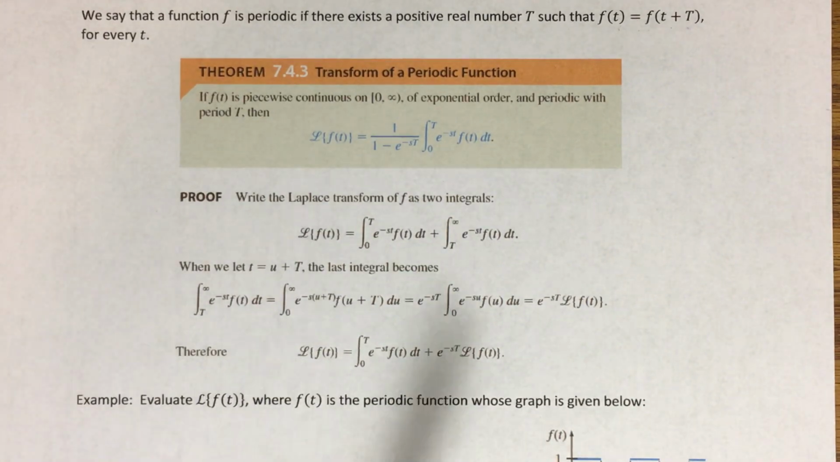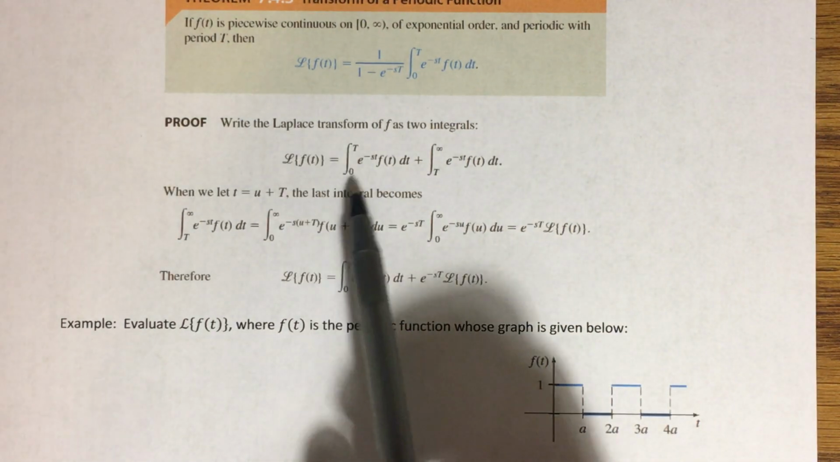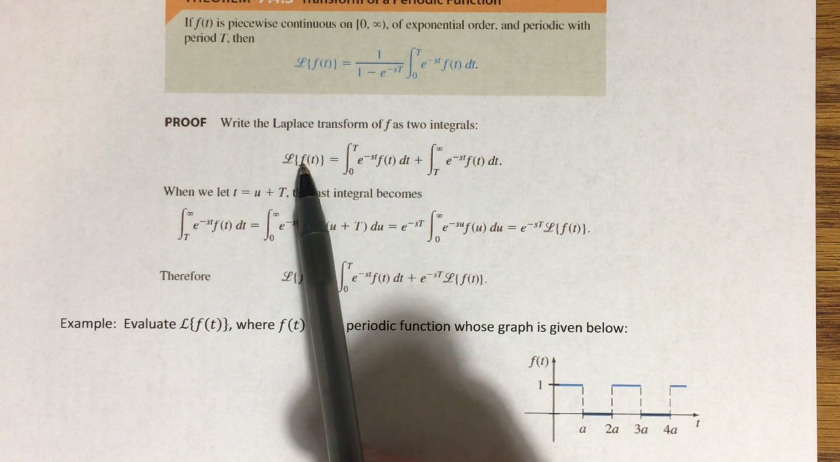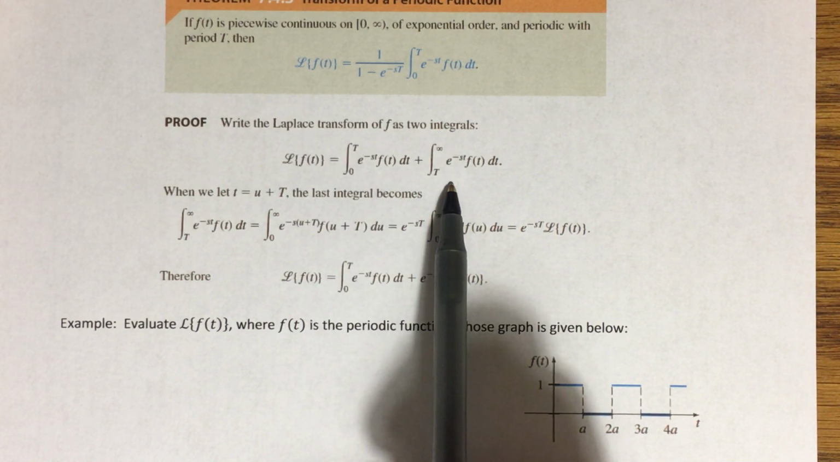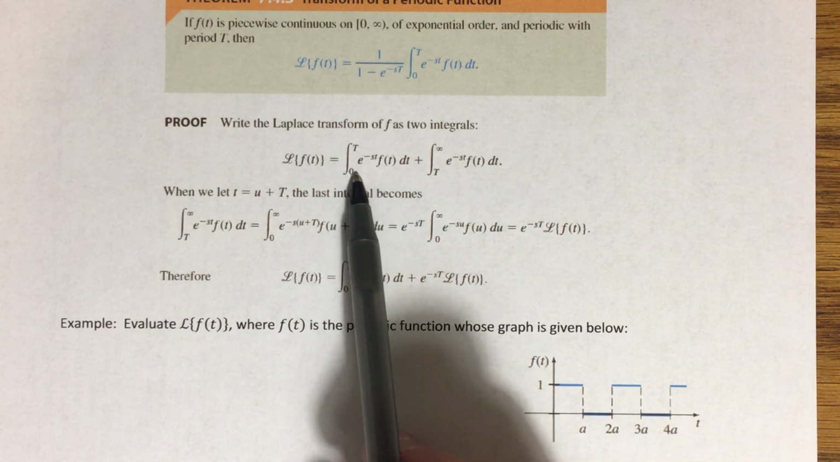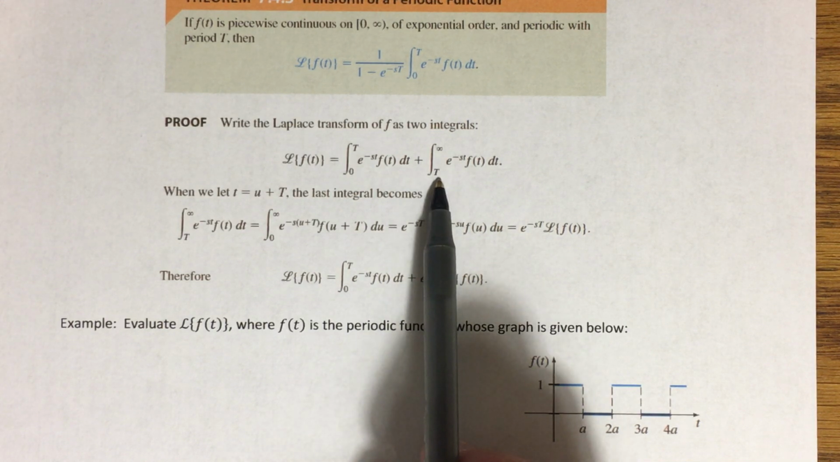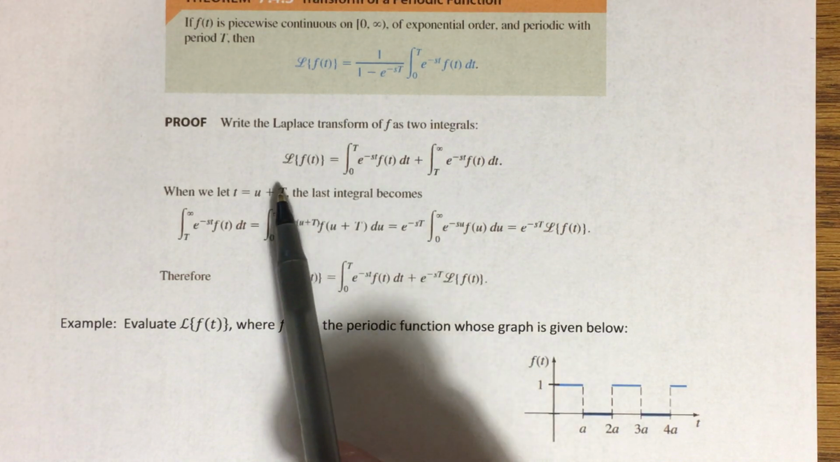Okay, so the way that we're going to prove this, and it's a fairly short proof, is using something we've done before. We know that the Laplace transform deals with an integral from 0 to infinity, but we can split that into two integrals. So we're going to split it into an integral where the interval that we're integrating over is exactly the length of the period, 0 to T. And then the second integral takes care of everything else from T to infinity. Okay, now we're going to use a substitution.